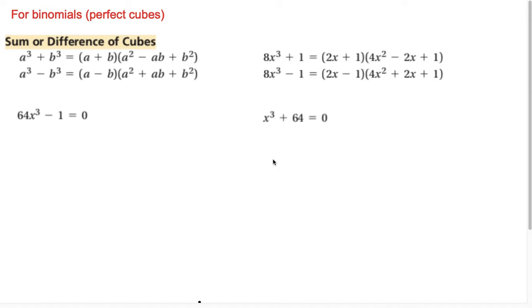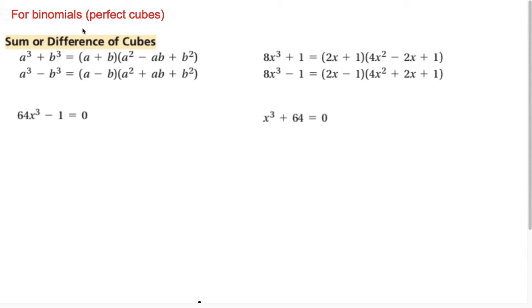This formula only works if you have a binomial where each term is a perfect cube. As an example, we have 8x cubed plus 1. The formula will work for it because 8x cubed is a perfect cube, and 1 is also a perfect cube. That's what we mean by that. And it will also work for this binomial and this binomial. So let's talk about the formula.